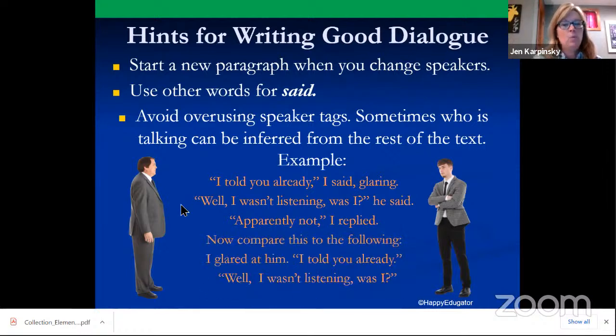Now, I glared at him. "I told you already." "Well, I wasn't listening, was I?" "Apparently not." So I can tell who's speaking because we're going back and forth and I don't have a speaker tag for every single sentence. Sometimes that works and sometimes it doesn't. You just have to read it.